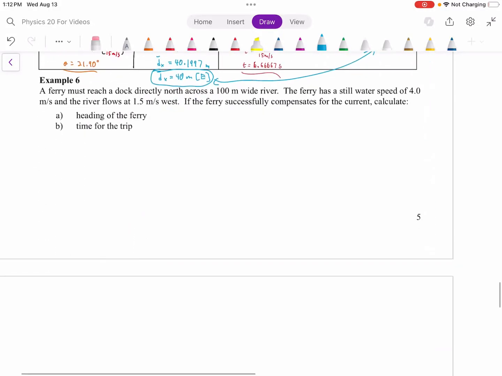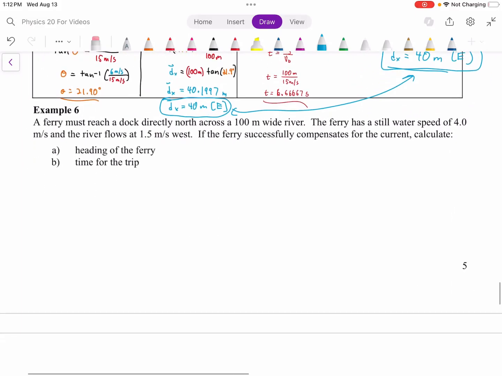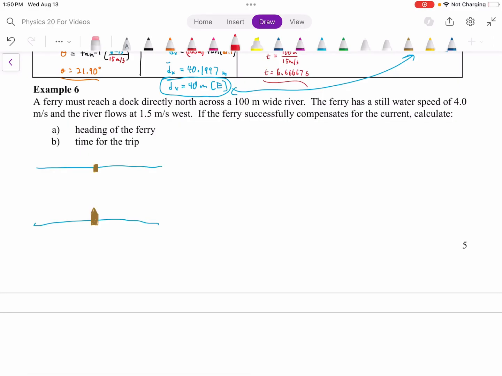Okay, last example, and then we're all done with the notes, and you're ready for more practice. So here we have that a ferry must reach a dock directly north across a 100-meter wide river. Let's just start our diagram right away. So the ferry needs to go directly north to the dock across a 100-meter wide river. So that is the vertical displacement, right, to the north. So it does need to go 100 meters in the y-axis.